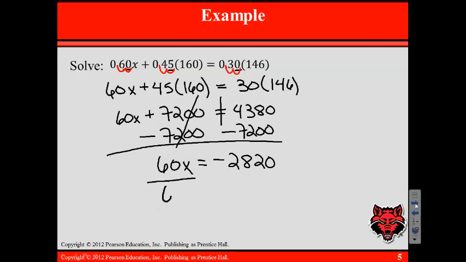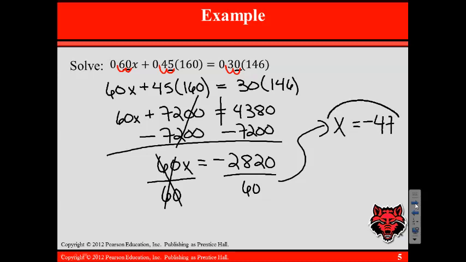Now that we have all variables on one side, all numbers on the other, we divide by the coefficient of x. Remember, we're not dividing by x. Don't put 60x in the denominator. We don't change the sign either. On the left side, 60 divided by 60, those cancel. So we're left with x equals, on the right side, we divide by 60, and that gives us negative 47. That works out smoothly.